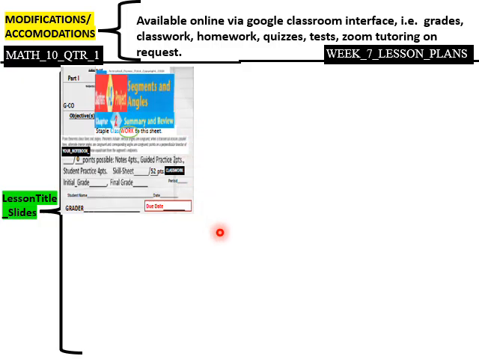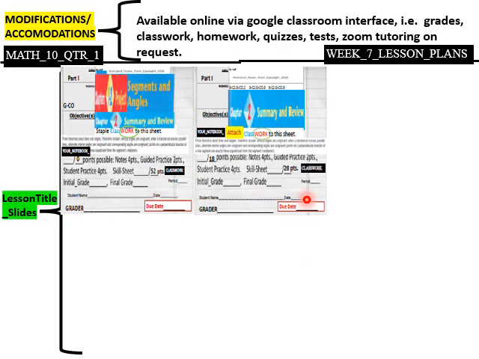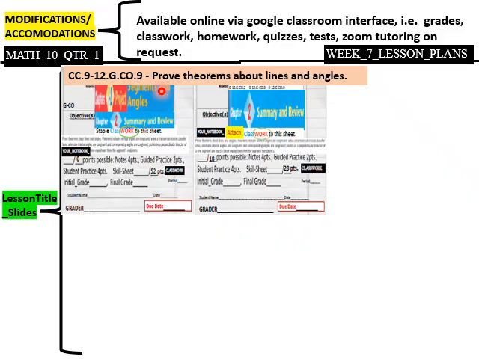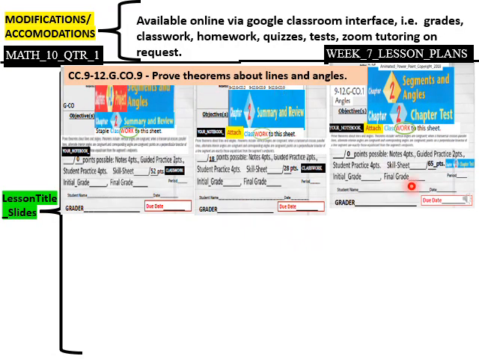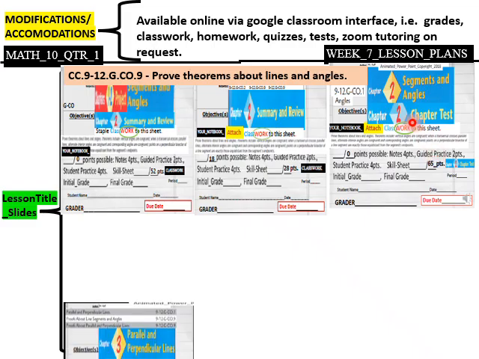We start out with our classwork: 52 points for our review and summary on segments and angles. Then our classwork part 1 for review and summary is 28 points, with 15 points for note taking. Again, the predominant standard here is proving theorems about lines and angles. Then we go into our chapter test, which is 65 points for the Chapter 2 test.